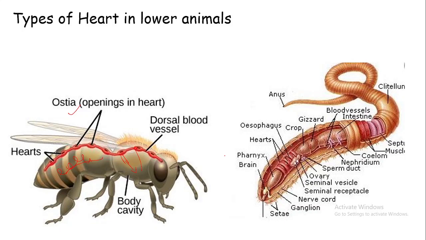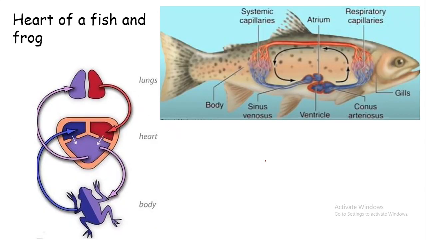Coming to the earthworm, you can see that the heart has been marked here. Every earthworm has 5 hearts, present in the head region, a little in the thoracic region, we can say. So the earthworm consists of 5 hearts, which help in the flow of blood.